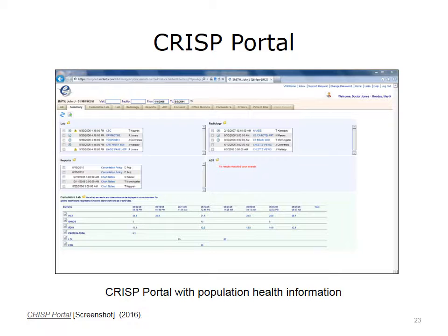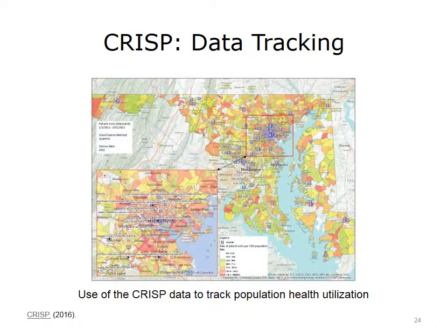This heat map illustrates the mapping of CRISP's population health risk scores across Maryland's geographical units. As shown on the map, patients residing in certain zip codes of the state have much higher utilization rates, which in this case is hospitalization, than other zip codes. These maps are extremely useful in planning for population health interventions on a state or regional level.